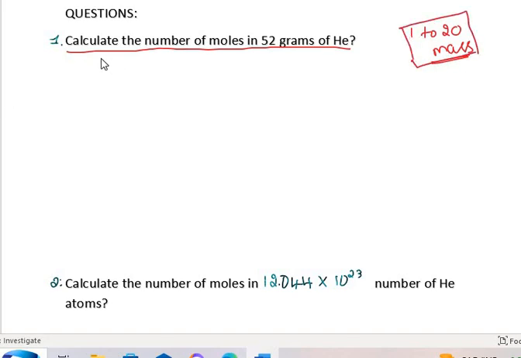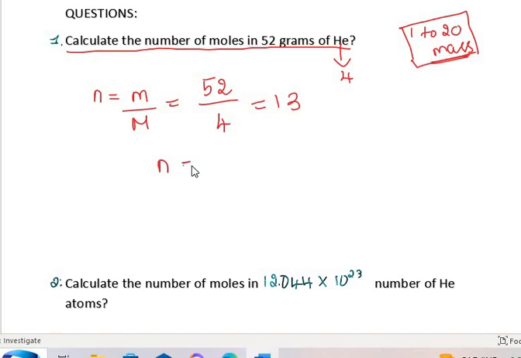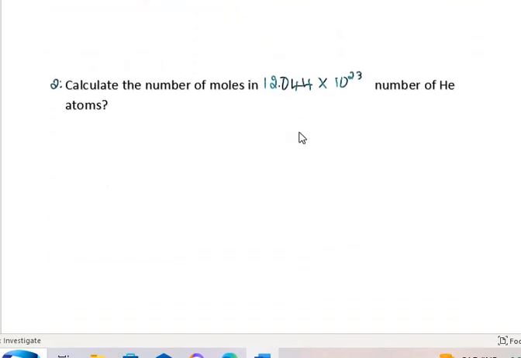Now we have to calculate the number of moles in 52 grams of helium. What is the number of moles formula in terms of mass? n is equal to small m divided by capital M. What is the given mass? 52 grams, divided by the molar mass of helium, which is 4. If you divide it, you will get 13. So the number of moles is 13. I hope it's clear for you all. The first question is clear. Let me come to the second question.